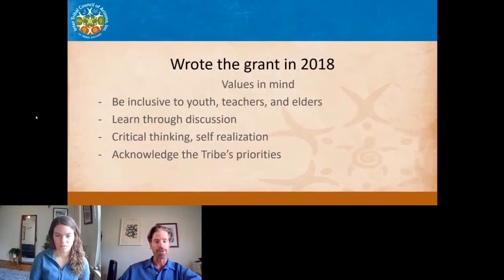Like I said, we wrote the grant in 2018 with different values in mind. Be inclusive of the youth, the teachers, and the elders. We wanted to learn through discussion. There was a slide that Eileen had shared in sort of the process of when you consider this grant. These are the different components you want to consider. So we took the values of tribe, and then we wrote it down, and we wanted for this lesson to be learned through discussion, through critical thinking, through self-realization.